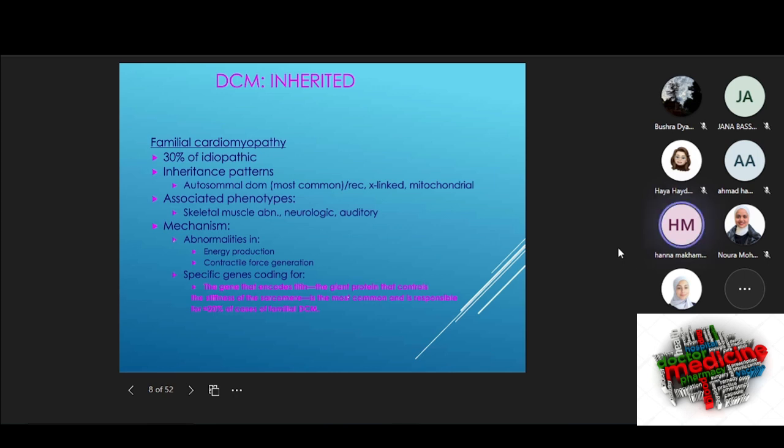Inheritance varies: it can be dominant, recessive, X-linked, or even mitochondrial. Associated phenotypes occasionally present. The mechanisms involve energy production, mitochondrial function, and contractile force generation. When they look at genes, the gene titin, the giant protein that controls the stiffness of the sarcomere, is the main one, and it's responsible for nearly 20% of the familial dilated cardiomyopathies. So idiopathic is 5 to 8 per 100,000, and 30% of these idiopathic cases are familial, where there is a genetic basis.